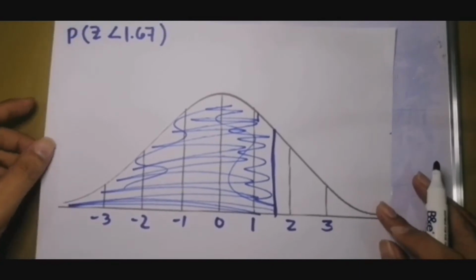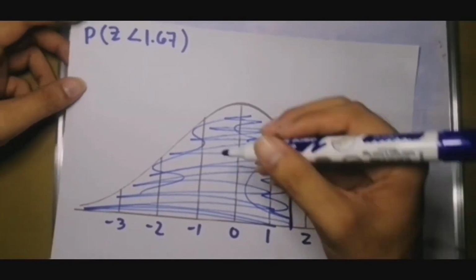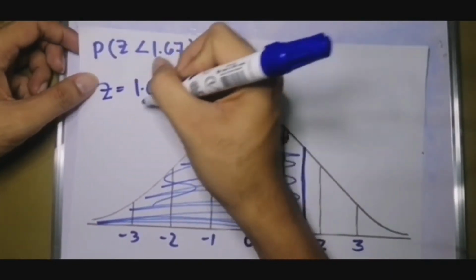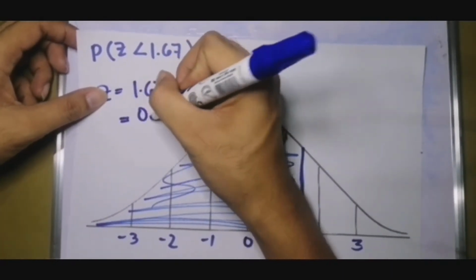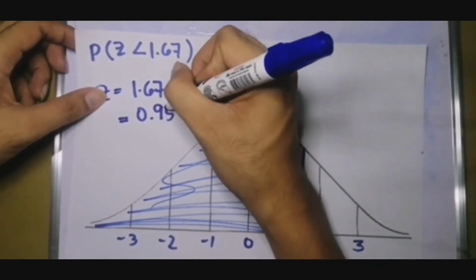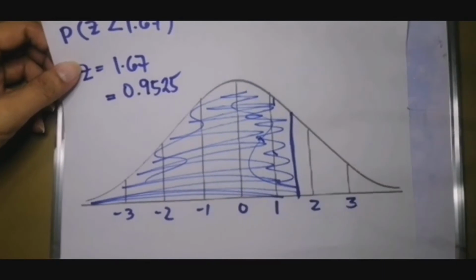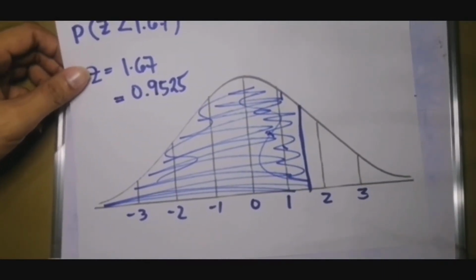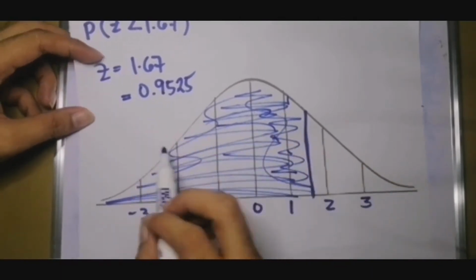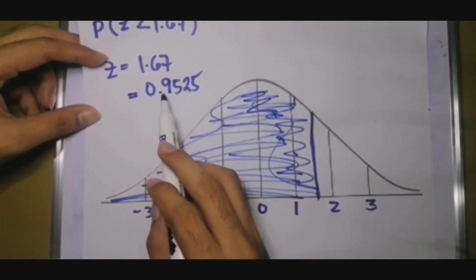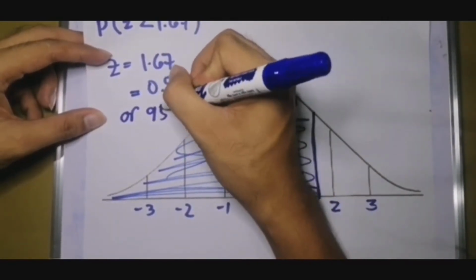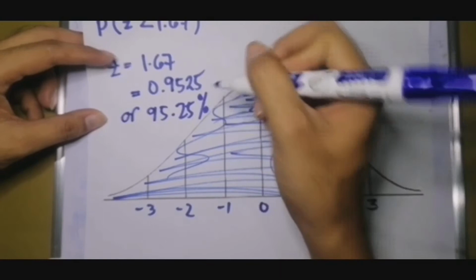O tan-aw na to sa z-table, ang z nga 1.67 equal na siya sa area nga 0.9525. So sa ato pa kani siya nga part, ang area ani is equal to 0.9525 or 95.25%.